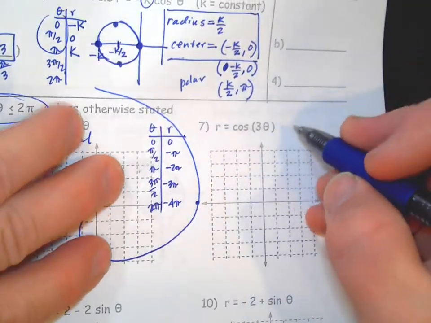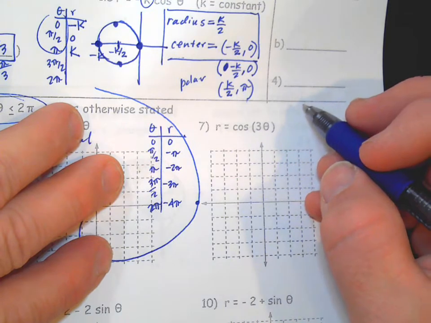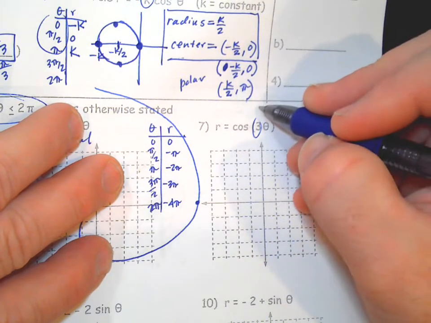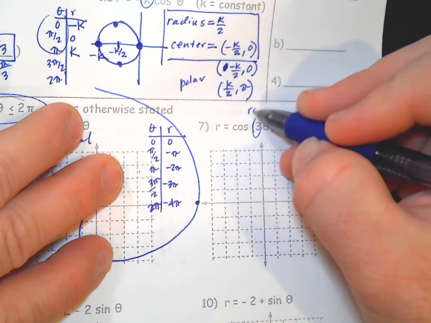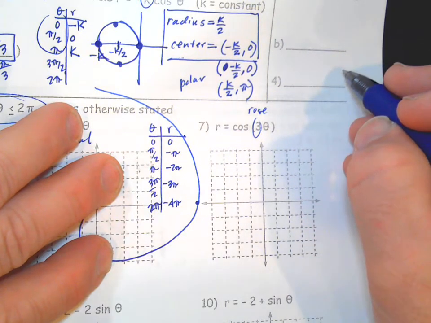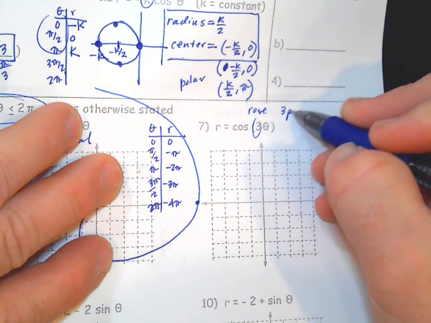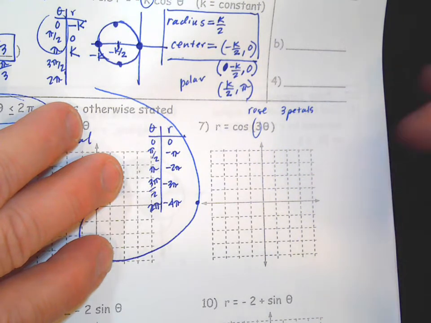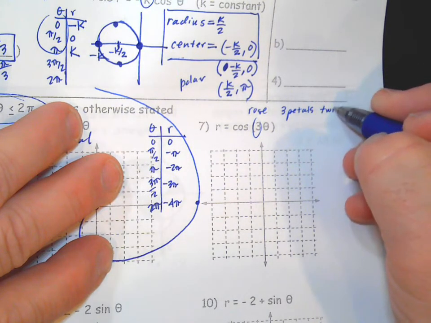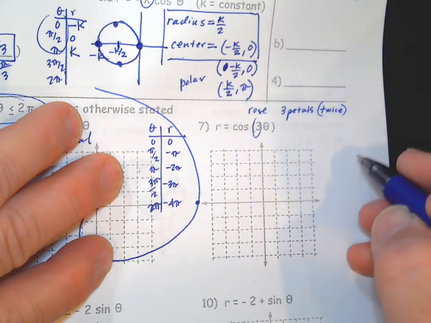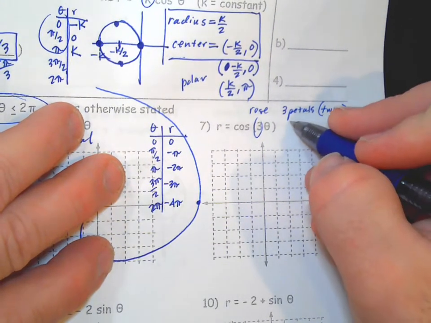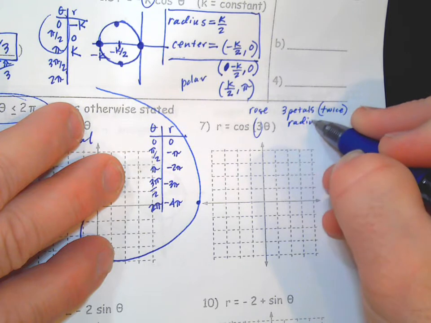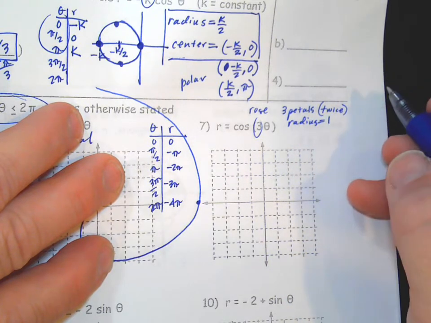Okay, cosine of 3 theta. This is a rose curve. And it's going to have 3 petals because it's an odd number inside. There are 6 petals, but the second set ends up on top of the first, so we're actually going to go through the shape twice. The radius is the number in front, which is 1.